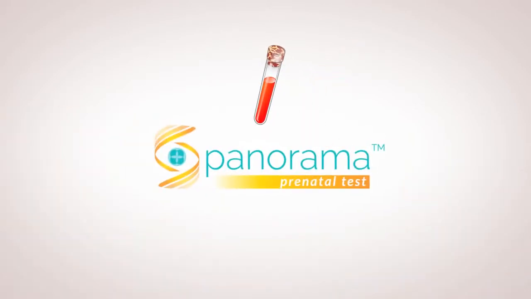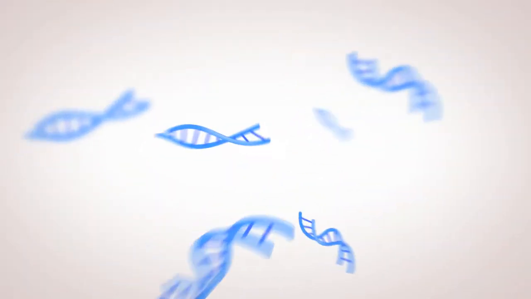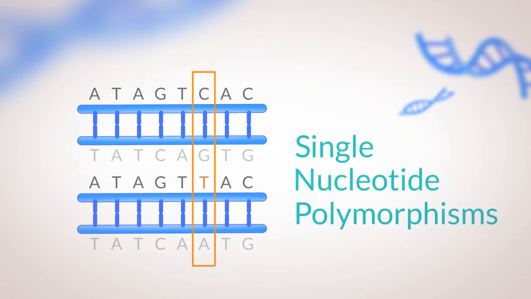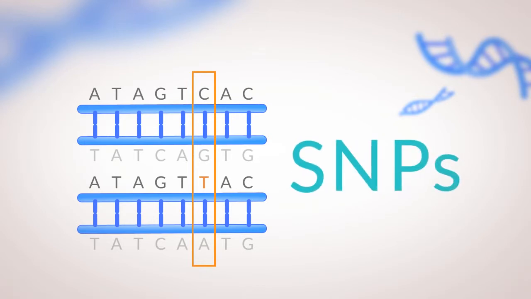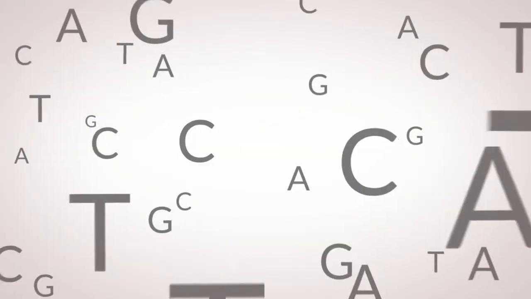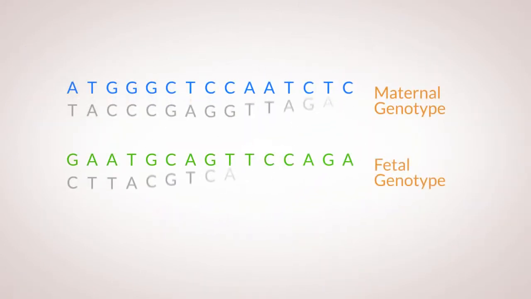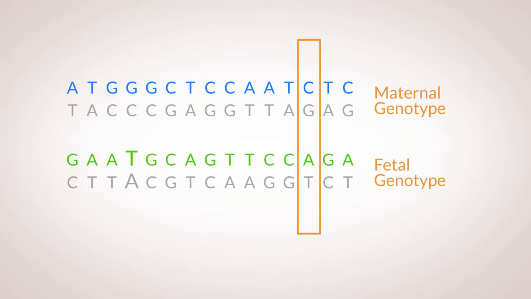Once the lab receives the sample, the DNA is amplified on a sequencing machine, which allows for analysis of the specific parts of DNA that are unique to each person. These parts are called single nucleotide polymorphisms, or SNPs. The Panorama test looks at SNPs from both the mother and fetus. By looking at these SNPs, the test can determine parts of the mother's genotype as well as parts of the fetus's genotype.